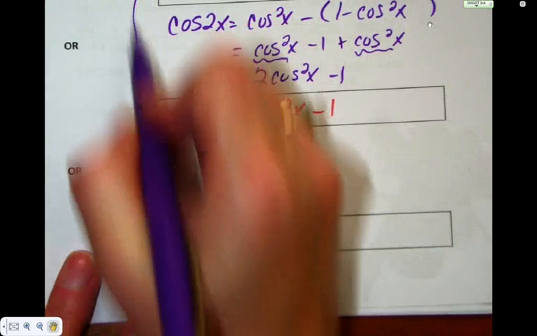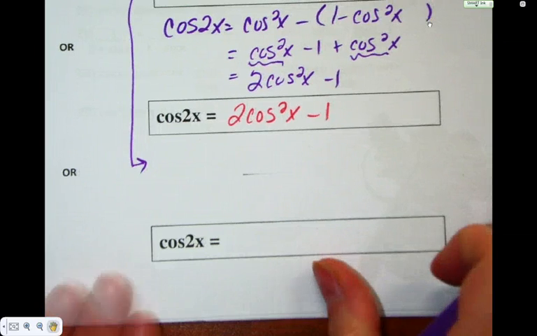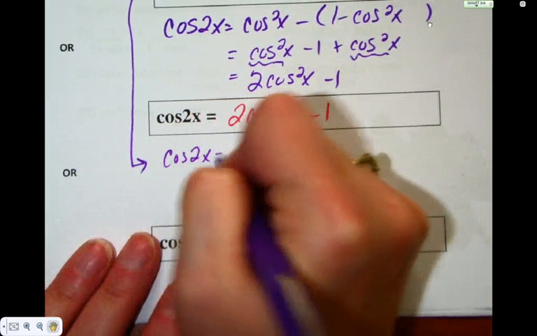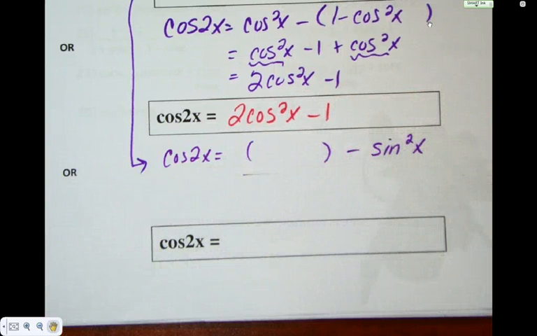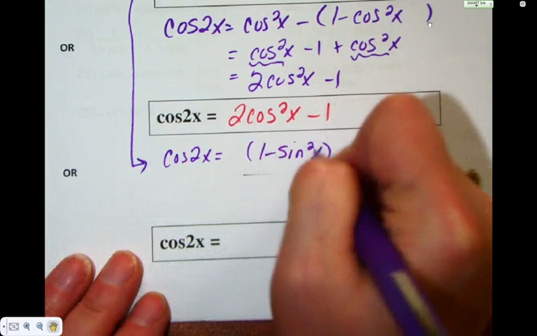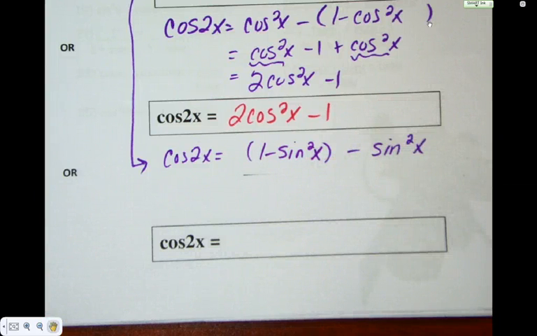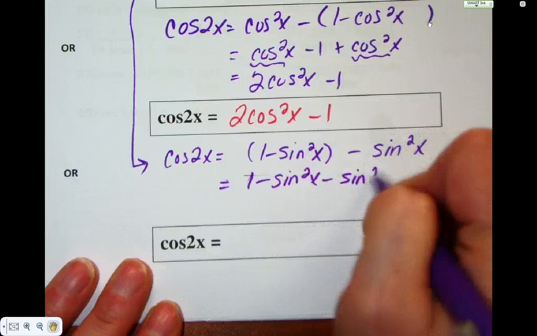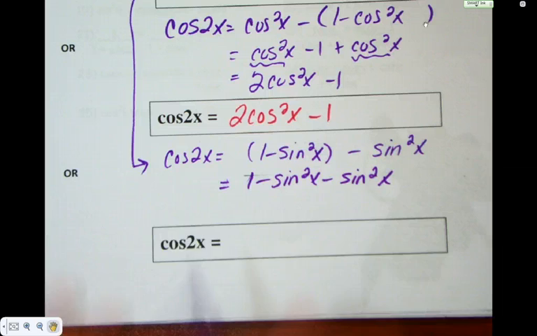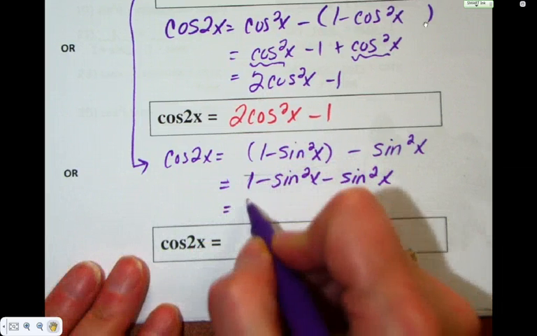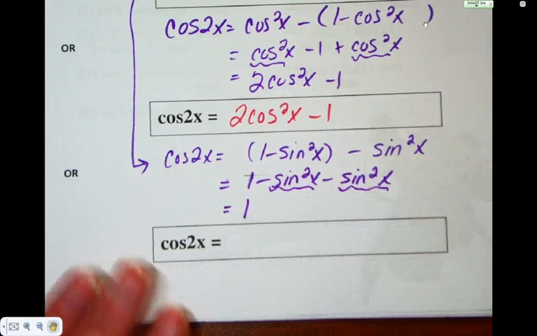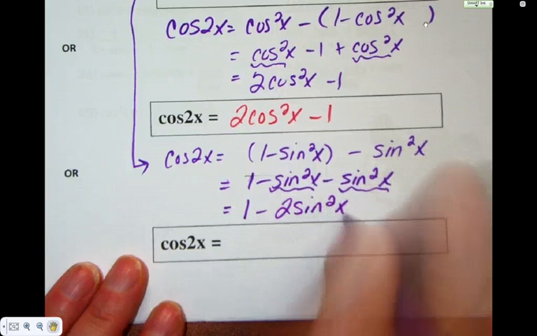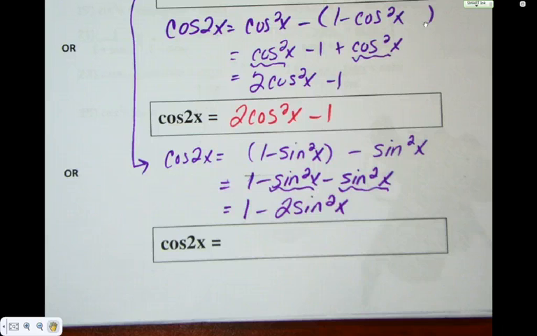Or I'm going to go back to the original one up here, and this time instead of taking the sine squared out, I'm going to take the cos squared out. So if I take cos squared out, what is it equal to? Cos squared is equal to 1 minus sine squared. And because there's nothing in front of the brackets, I can just drop them. So I get 1 minus sine squared minus sine squared. In simplifying, I have 1, and then 1 minus sine squared and minus sine squared give me 1 minus 2 sine squared x. And there's our third formula for cos 2x.